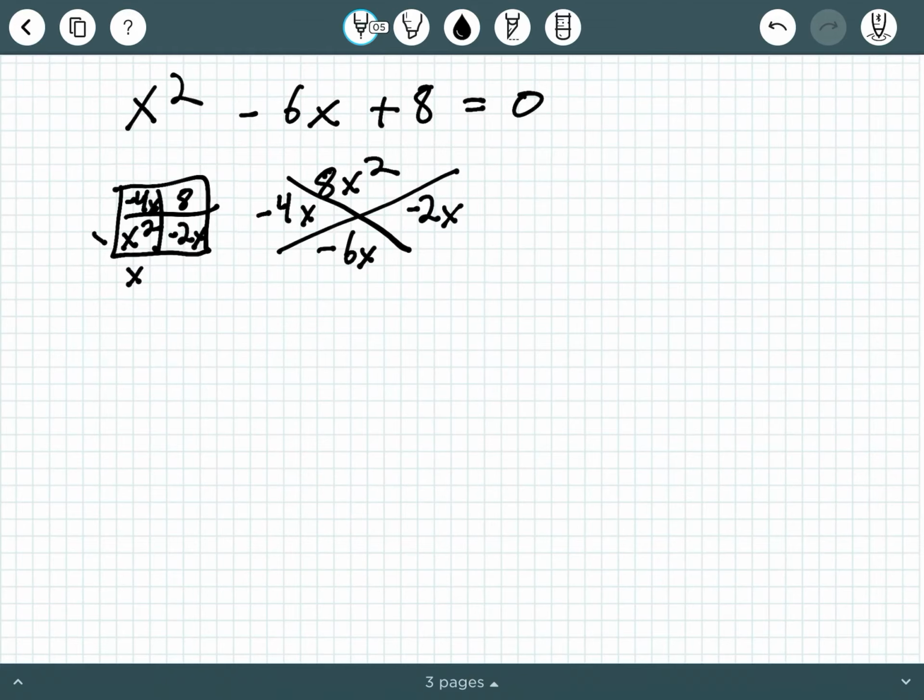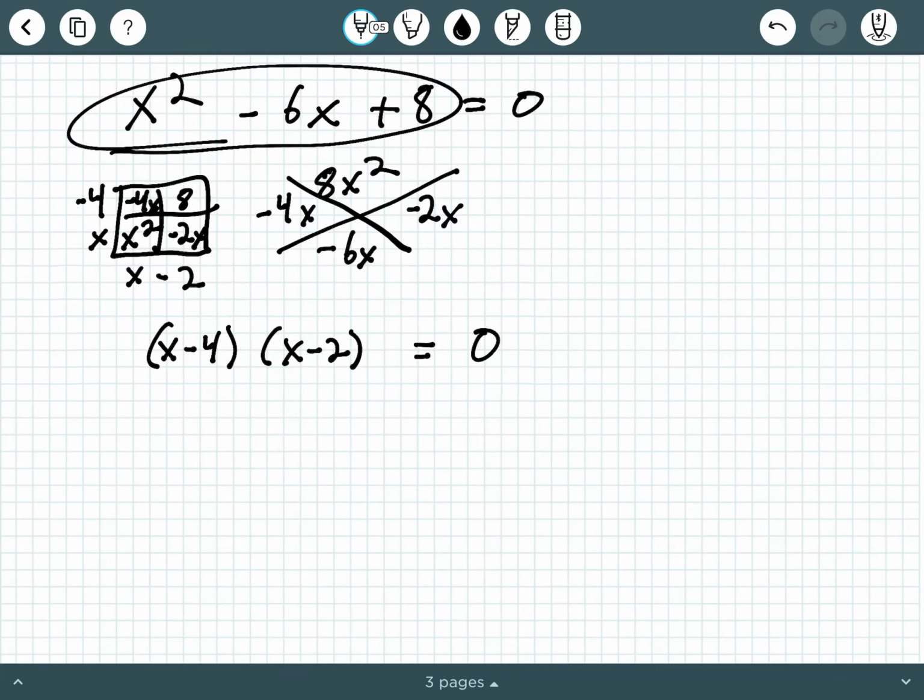So I know we're doing x times x to get x squared, and then between 8 and negative 2, I'll take out negative 2. Between negative 4 and 8, I'll take out negative 4. So our factors are x minus 4 multiplied by x minus 2, and those will be equal to 0 because they're replacing the left side of the equation. Those are equivalent. Now we use that zero product property, which says when two things multiply together to give you 0, one of them has to be 0.